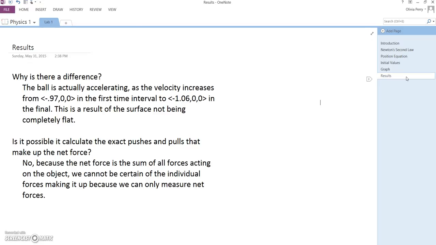It is impossible to determine the exact pushes and pulls based off the data collected because we can only measure net forces, not the individual forces acting on an object. We also know that at zero net force, the forces acting in the horizontal direction must cancel out as well as the components in the vertical direction. However, we cannot be sure how many forces are acting, so we cannot determine the magnitudes of the forces, we just know that they must cancel out.